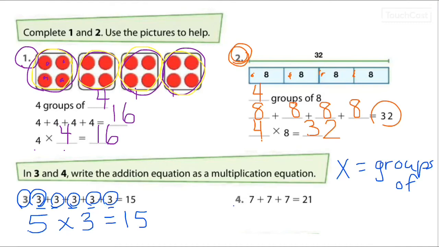Now take a look at the second one here. I have 7 plus 7 plus 7 equals 21. So think for a minute, how many 7s are in there? What are the 2 factors in my multiplication problem? Well, I have 1, 2, 3 7s. So that means 3 groups of 7. 3 7s. I wrote 7 3 times. 3 times 7 equals 21.